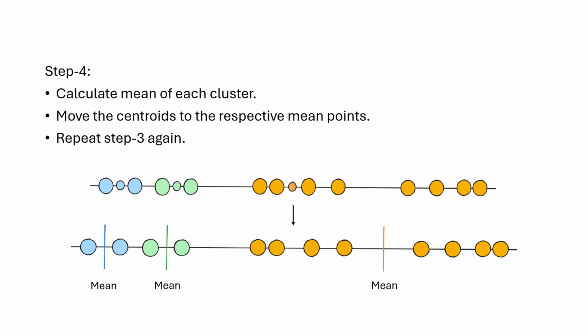As you can see in the diagram, the blue, green and orange centers have been shifted to their actual mathematical centers of their respective groups. After the centroids move, the entire process must repeat. We go back to step 3, where all the points are reassigned to their nearest new centroids. The centroids will keep shifting until they no longer move significantly, and we will get our final clusters.